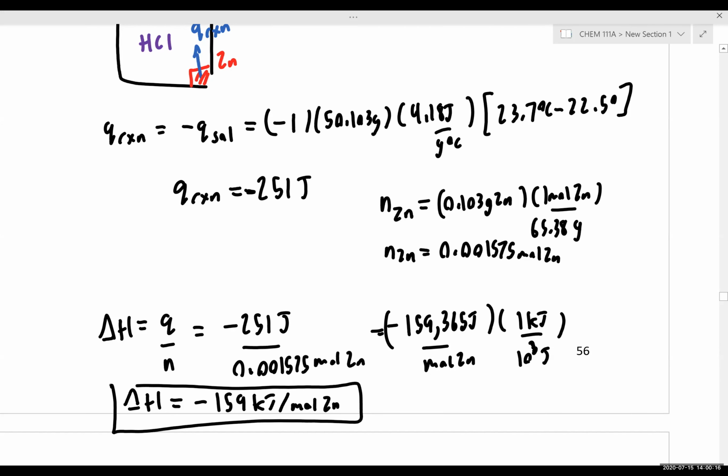So we were able to calculate the molar enthalpy of reaction of zinc with hydrochloric acid. Does this example make sense to everyone so far? Any questions on this example?